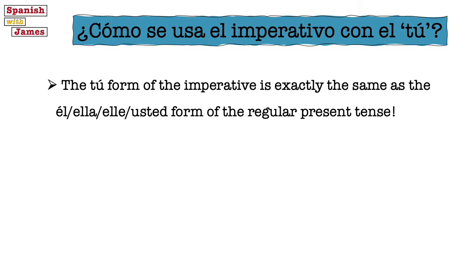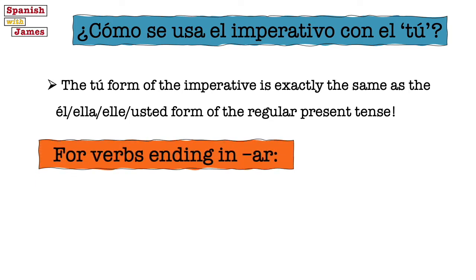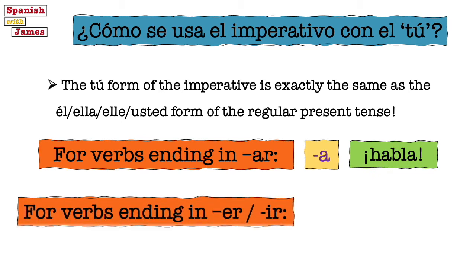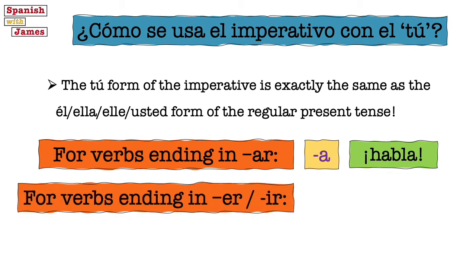So that means verbs ending in AR are going to end in A. So we'd say to someone, habla, speak. So the same as él habla, ella habla, he speaks, she speaks. If you're speaking to a singular person using tú, you can say to them, habla, speak, háblame, speak to me. For verbs ending in ER or IR, you're going to use the E ending. So to tell someone to run, you could say, corre.